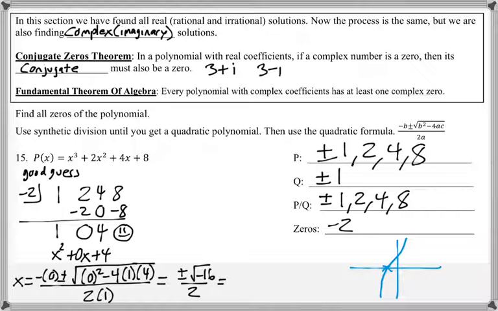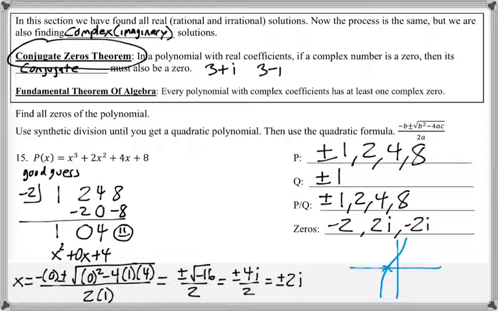So the square root of regular 16 is just 4. So the square root of negative 16, because we are considering imaginary numbers, is going to be 4i. And we still have that plus or minus there, and we still have that 2 on the denominator. So if I reduce the 4 and the 2, I get plus or minus 2i. So I have positive 2i, and I have negative 2i. And again, that's really what the Conjugate Zeros Theorem was talking about, that these come in pairs. Because I have 2i, I kind of knew already that I would have negative 2i.